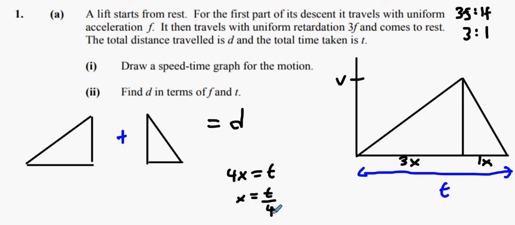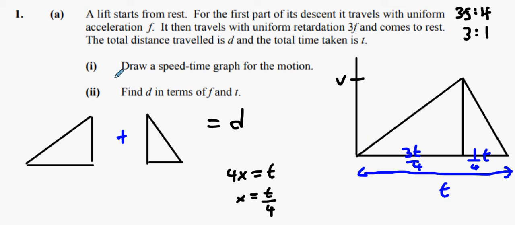T over 4. Now this makes sense then, that the first part takes up 3/4 of the time, and the last part takes up 1/4 of the time. Okay? 3/4 of the time, 1/4 of the time. Alrighty.